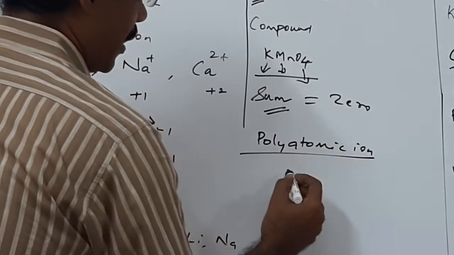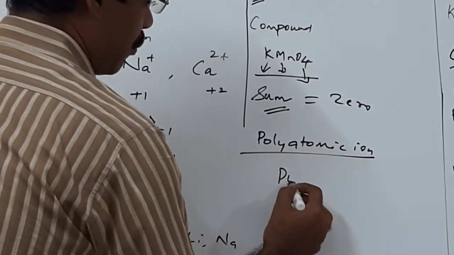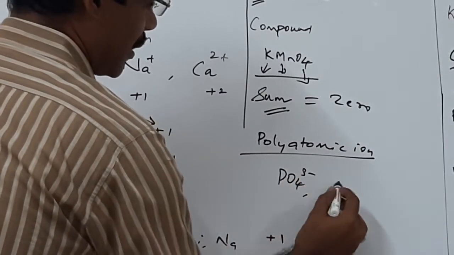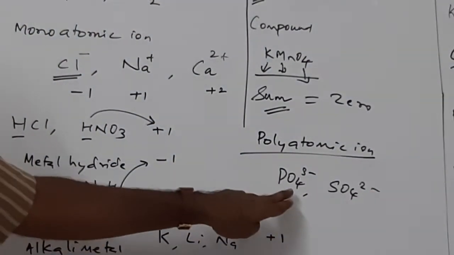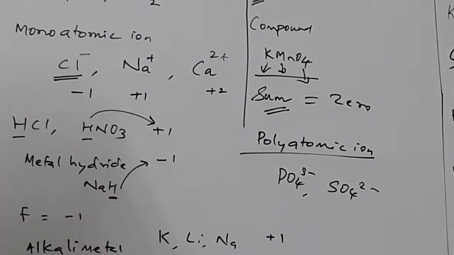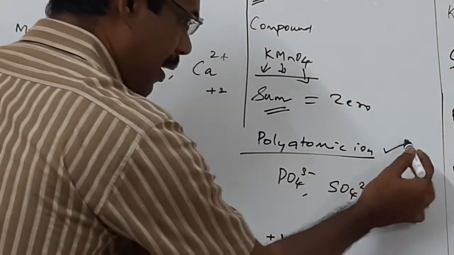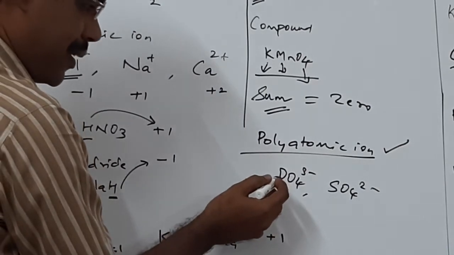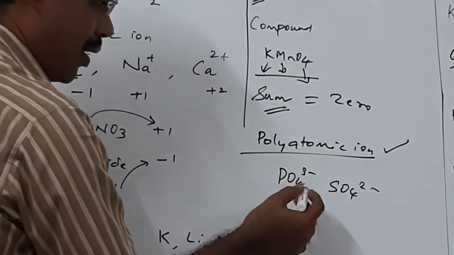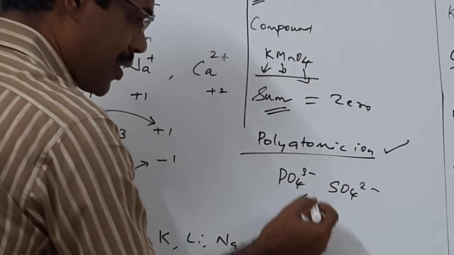Polyatomic ion அப்படினா, let me say PO4 3- phosphate ion இருக்கு அல்லது SO4 2- sulfate ion இருக்கு. Here you have more than one atom, so அதனால நம்ம polyatomic ion சொல்றோம். So in the case of a polyatomic ion, the algebraic sum of the elements present in this ion will be equal to the charge carried by the ion.